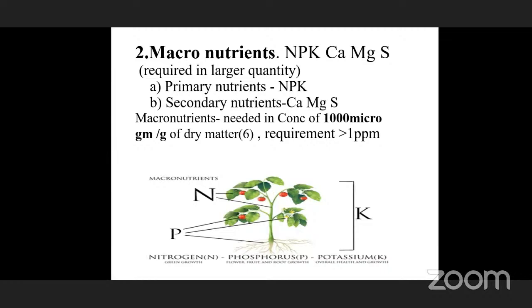And secondary nutrients like calcium, magnesium, sulfur, they are the secondary nutrients, and they are provided along with the primary nutrients, like ammonium sulfate can be given. So in combined form also it can be given.